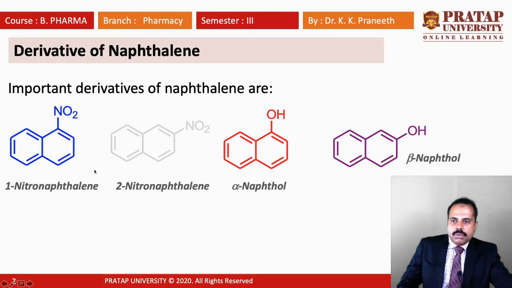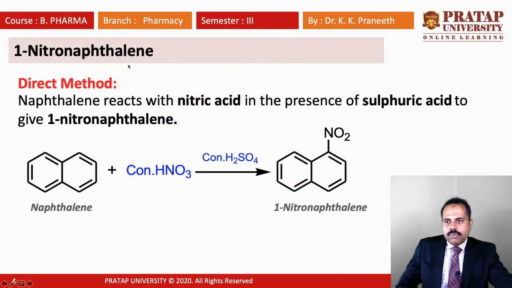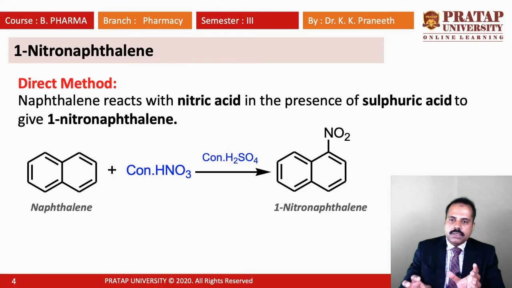So, now let us focus on alpha and beta nitronaphthalene, the synthesis of nitronaphthalene. This is alpha-nitronaphthalene and this is beta-nitronaphthalene, also called 1-nitronaphthalene or 2-nitronaphthalene. These are their structures. How can they be synthesized, how can they be prepared, right? First is the synthesis of 1-nitronaphthalene. This can be prepared by the direct method.